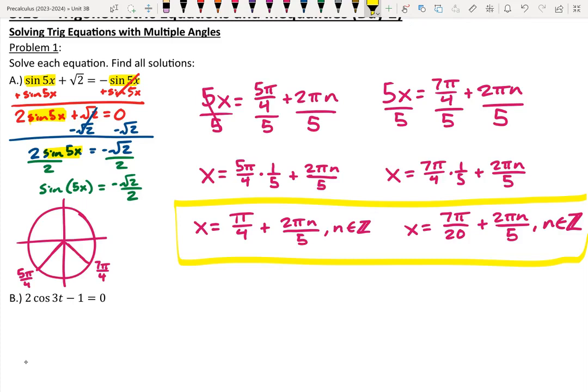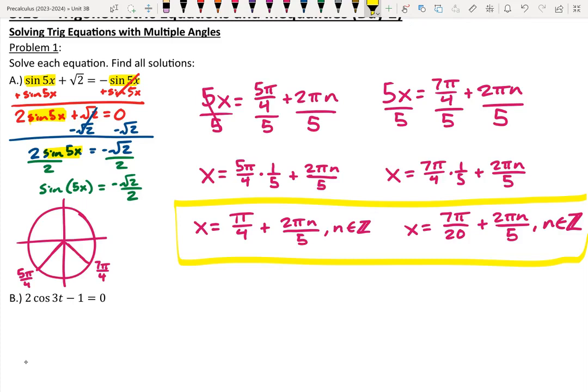So let's just go ahead and recap what we did. Most of the problem was pretty much identical to what we did yesterday. We did have two sines to begin with, but we just combined them up. Then we isolated by subtracting and dividing, got our trig function by itself.